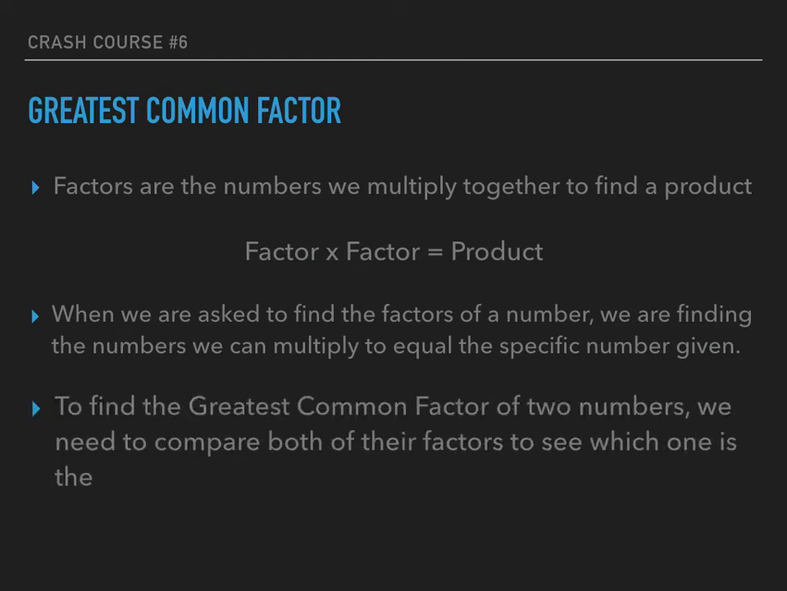To find the greatest common factor of two numbers, or more than two numbers sometimes, we need to compare both of their factors to see which one is the largest factor they have in common. They may have more than one number in common when you're finding the factors. Those are called common factors. To find the greatest common factor, we want the largest number of the ones they have in common.